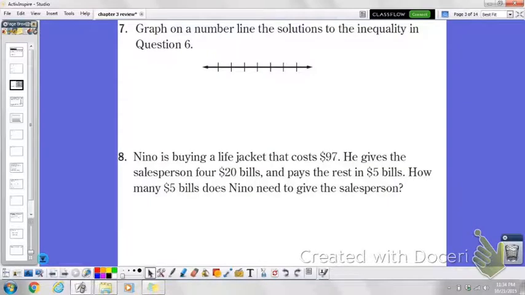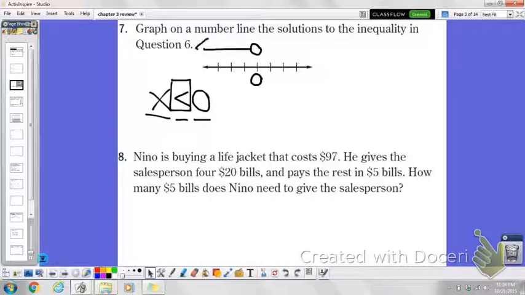For number 7, I have to graph on a number line the solutions to the inequality in question 6. In question 6, we got our final answer of x is less than 0. So I have to graph this on my number line. So I know I have an open circle at 0. Open because I just have a less than. And now I have to shade either left or right. Well, if we have x is less than 0, I want the numbers smaller than 0. Well, the numbers smaller than 0 are to the left, so I will shade to the left.